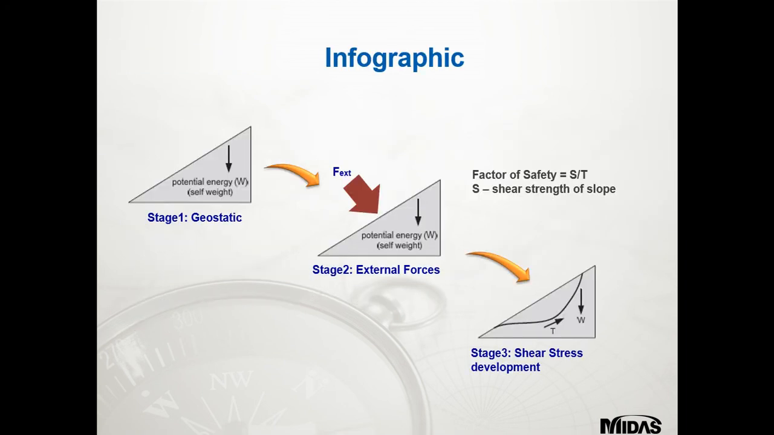So just moving on to the next slide. So here's our graphics for this. As you see in stage 1 there, the slope is under geostatic condition, under its own self-weight, so it's completely stable. In stage 2, the instability is caused by external forces acting on the slope. As you can see, we've got the FEXT, or the external forces acting on it. And then in stage 3, the failure occurs when the induced shear stress, T, exceeds the shear strength of the material. So as you can see, you've got T and W.